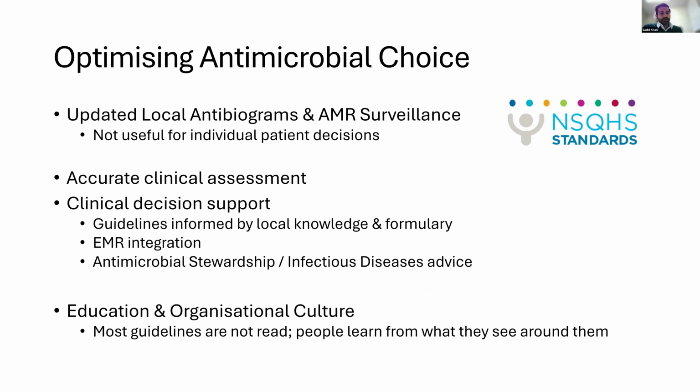And in terms of practical things for optimizing antimicrobial choice, I think this is one of the hardest things that we could potentially do, because there are so many things that can be done that are also quite challenging to implement. But I think some of the higher yield things, and this first one here is actually a national safety and quality healthcare standard, are having updated local antibiograms and healthcare institutions performing antimicrobial resistance surveillance. So we actually know what is in our healthcare environment at a local level.